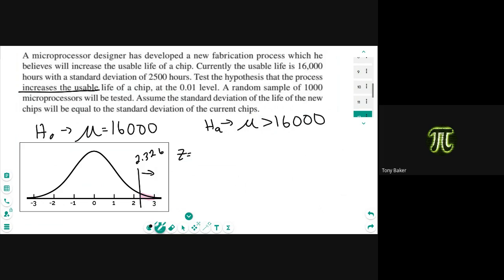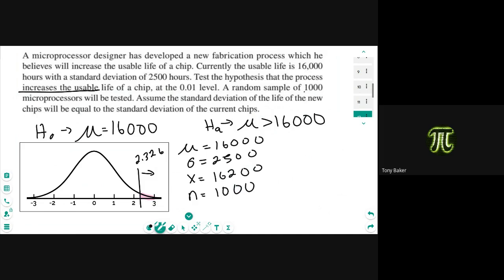Okay, so the x is going to be... all right. So we got our mean was 16,000. Our standard deviation is 2,500. Our x is 16,200. And our n is what? 1,000. Okay, so now we can find my z. It was part of the problem that's like 2 or 3 extra steps after that point, so it was not written in that stage.